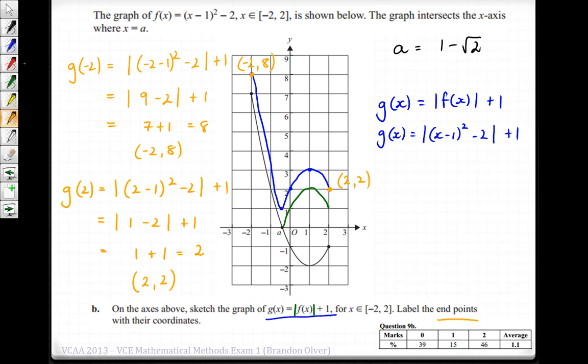And just to be really careful, you've got to make sure they are coloured in dots at the end points, because they are included in our domain because of these square brackets up here. Square brackets for both of those.